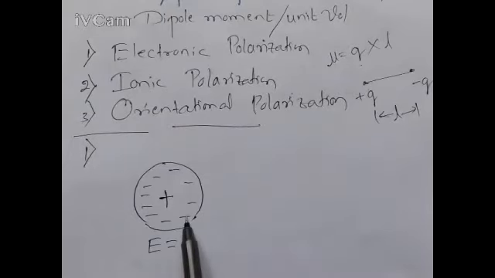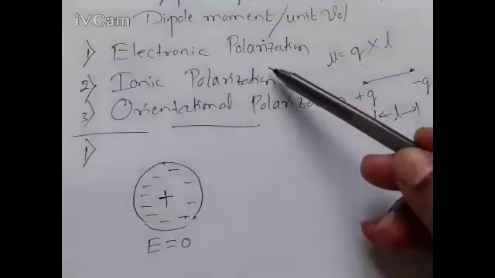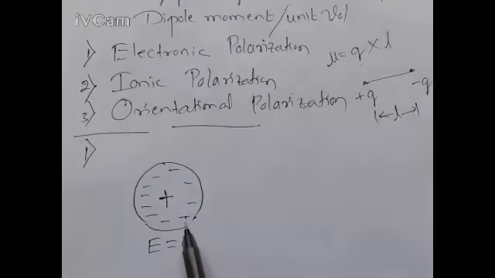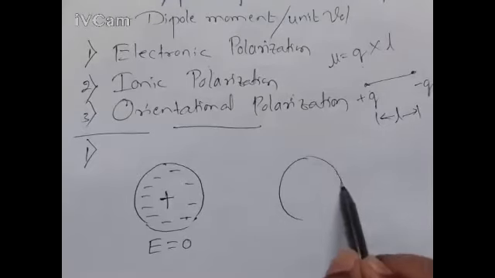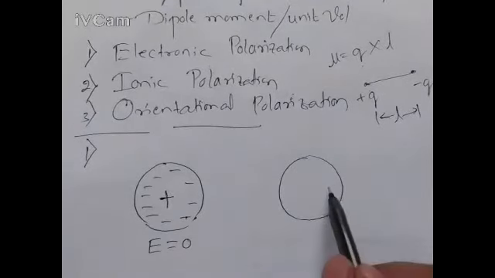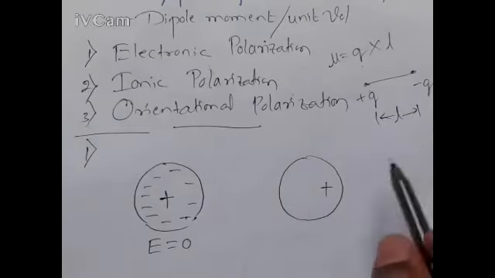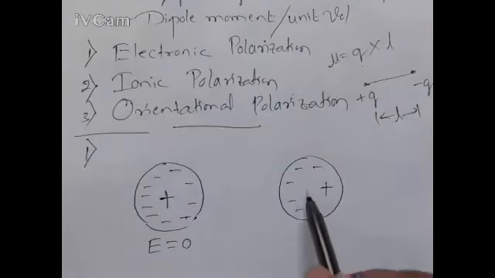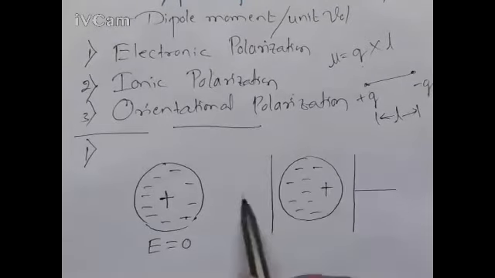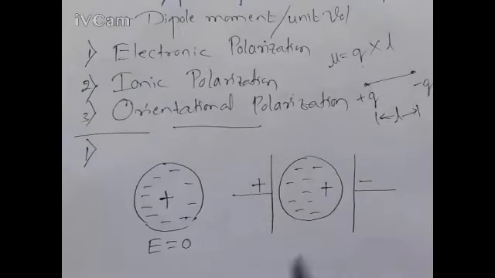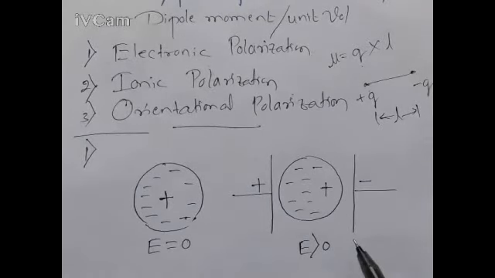Since we are applying the electric field on electrons particularly, this is called electronic polarization. The positive center should come to one side and the negative center should go to the other side. Let us apply the electric field to this atom. The effective center of the positive charge will go to one side and the effective center of the negative charge will go to the other side. When I apply the field, E is not equal to 0, and it happens in this way.